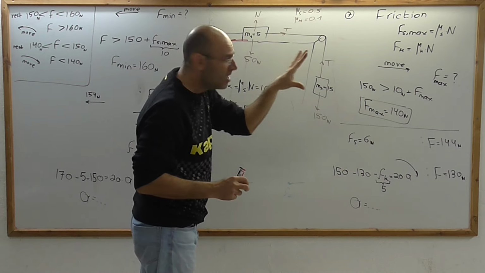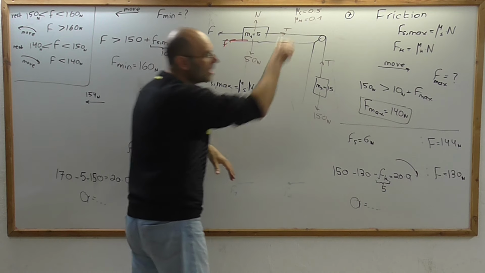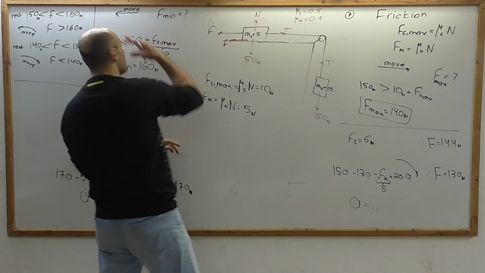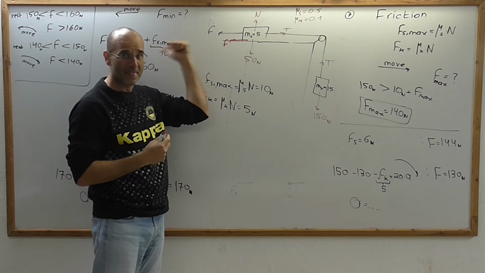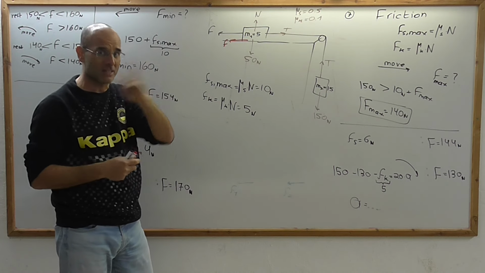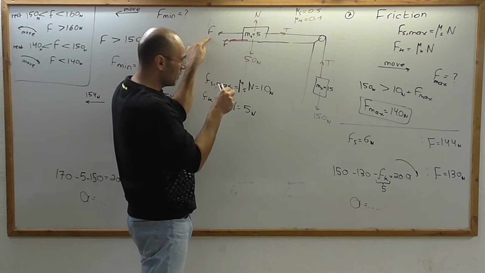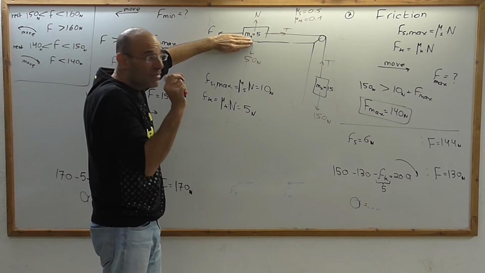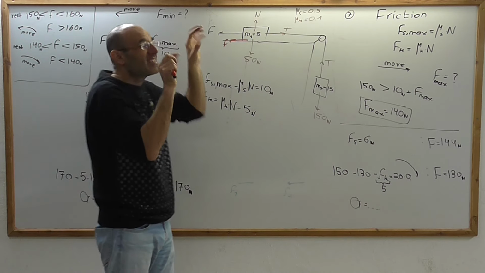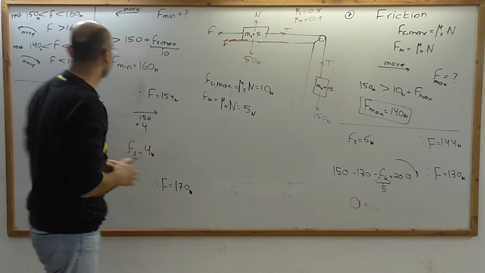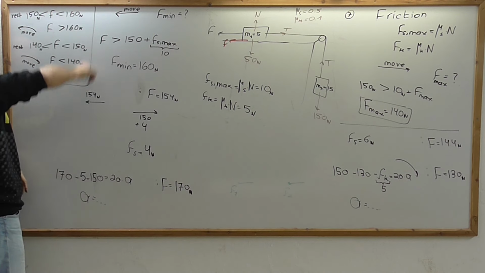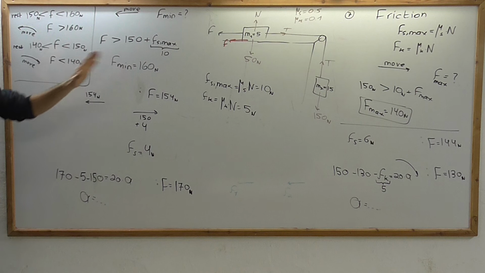A little force this way, it will want to move that way. A little force this way, it will want to move that way. And then the friction will adjust itself. But exactly at 150, it won't have any friction because the system doesn't have any tendency to move. So this is all I can say about the system, all the cases that can be.